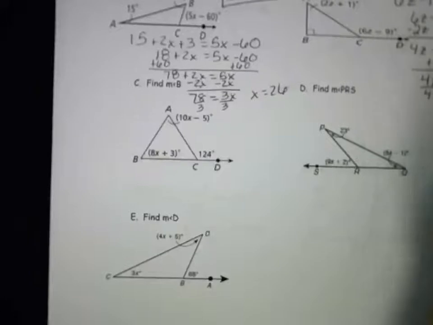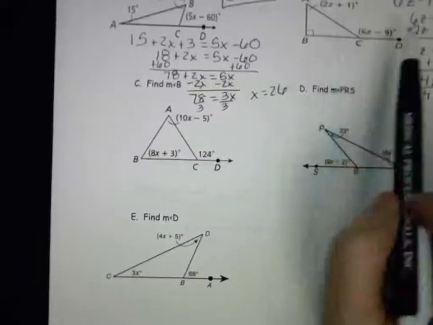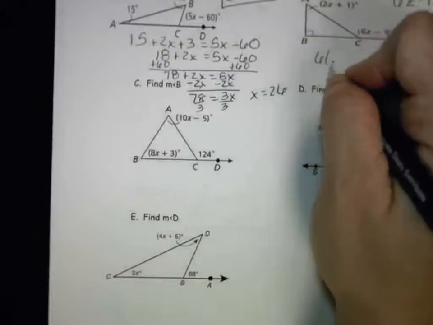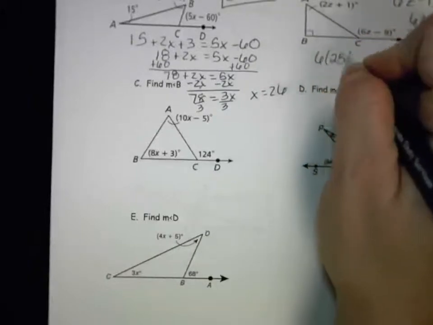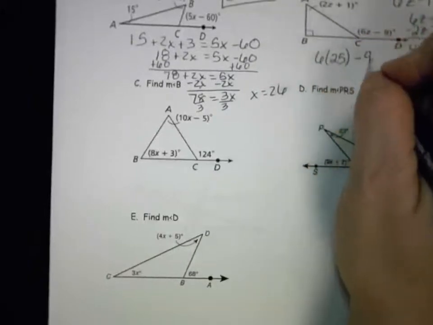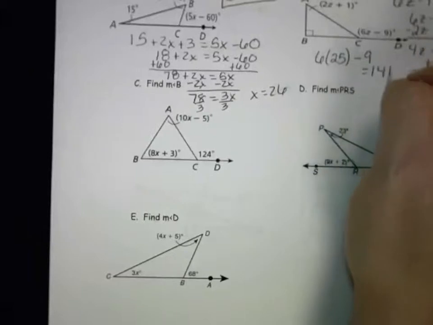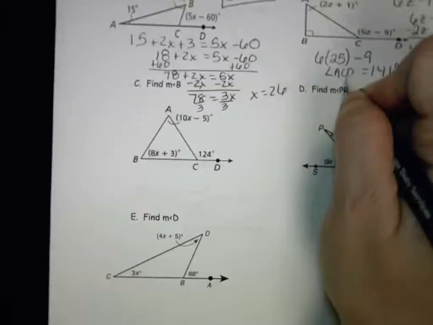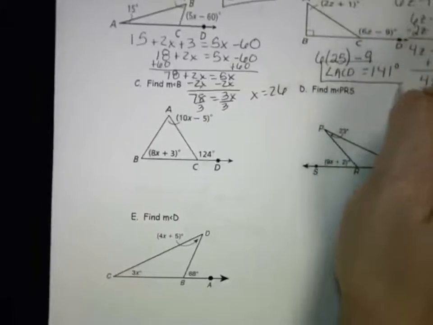Dividing both sides by 4, z equals 25. Remember, we're not done yet. ACD is this outside angle. So 6 times 25 is 150, minus 9 is 141. So angle ACD equals 141.